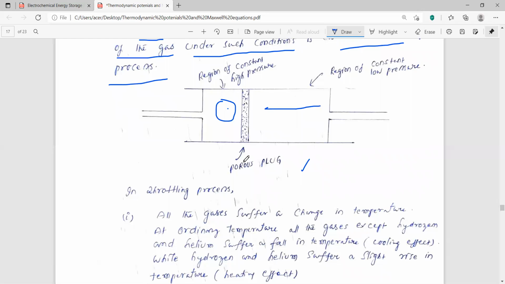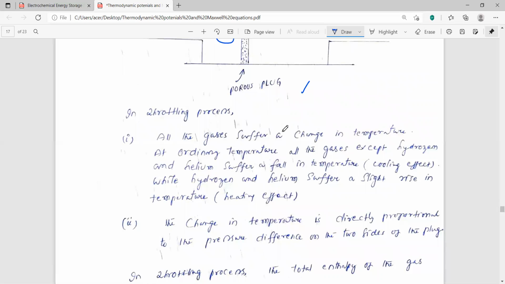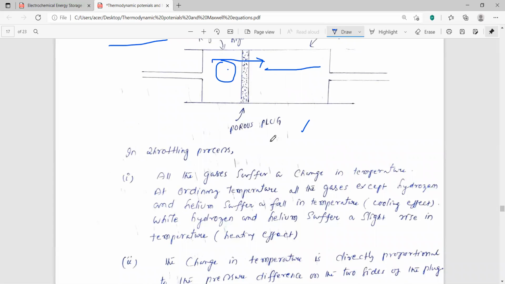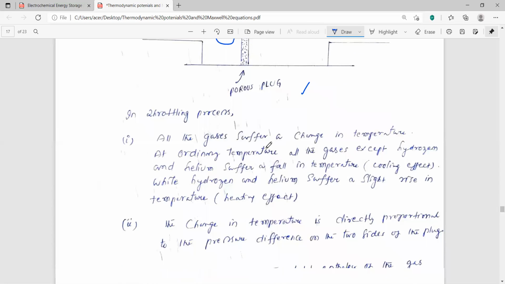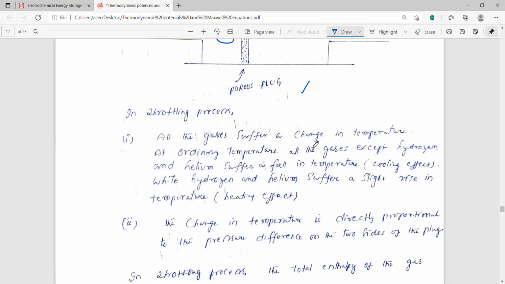This is a porous plug, a cotton type of material. If you allow the gas to pass through this porous plug from a high pressure region to a low pressure region, then there will be a change in its temperature. This effect is called the Joule Thomson effect or Joule Kelvin effect, or this process is also called the throttling process. All the gases in this process suffer a change in their temperature.